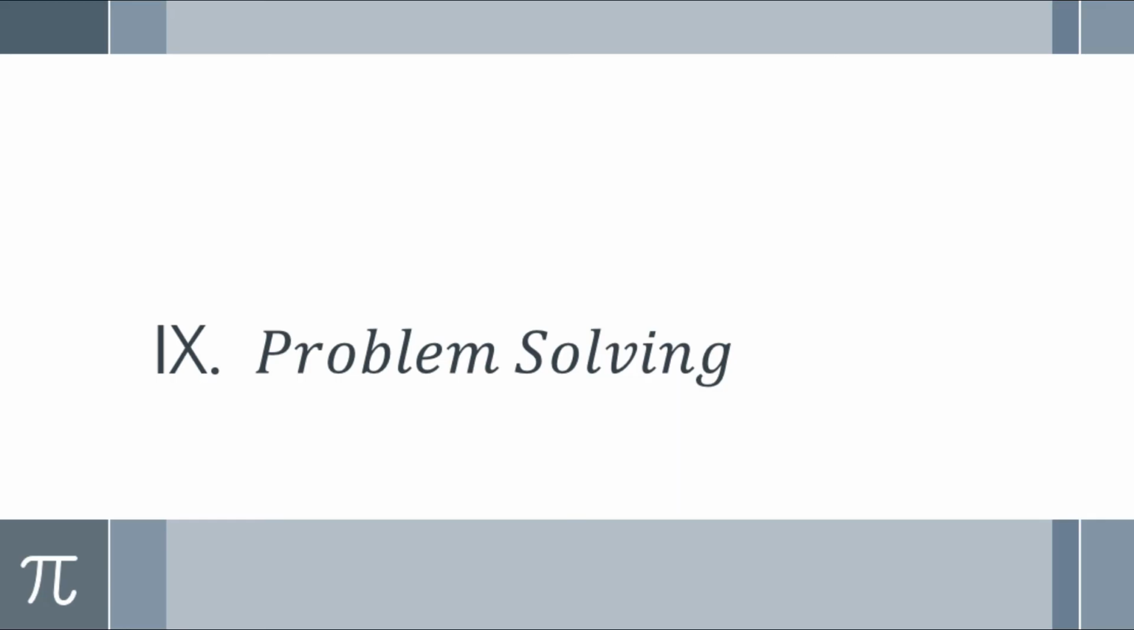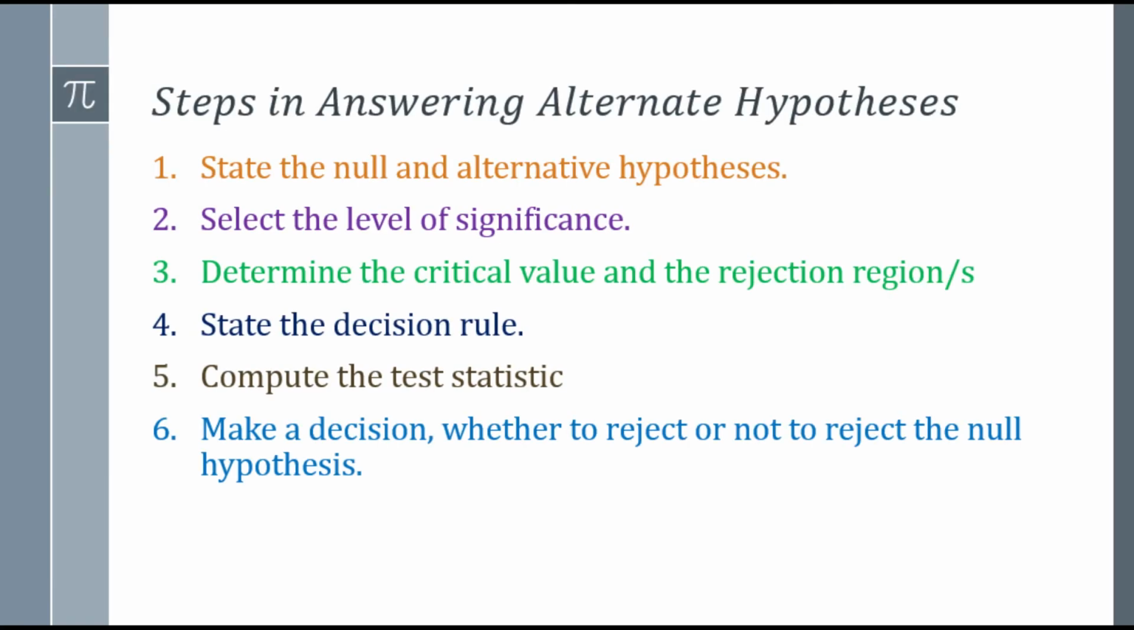So, ito na yung real deal at dito natin gagamitin lahat na natutunan natin from the previous lessons. So, we have steps in answering alternate hypothesis. The first one is state the null and alternate hypothesis. Second one is select the level of significance. Third one is determine the critical value and the rejection region. Fourth one is state the decision rule. And number 5 is compute the test statistic. And number 6, make a decision whether to reject or not to reject the null hypothesis or the conclusion.